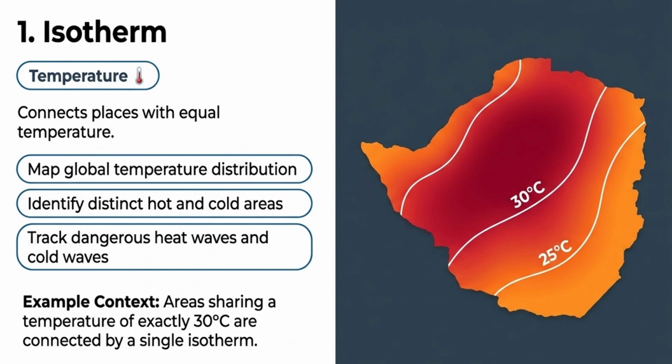Isotherms are very useful because they help us understand the distribution of temperature across different regions. They also help us identify hot and cold areas and monitor heat waves and cold waves. In simple words, an isotherm is a line joining places with equal temperature on a map. Now let's move on to the next slide.